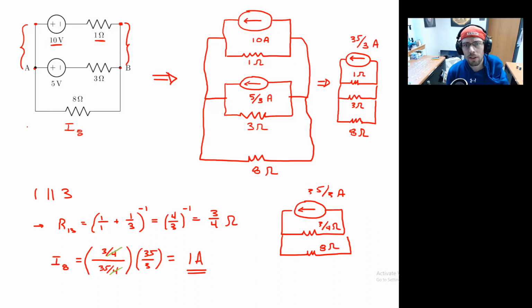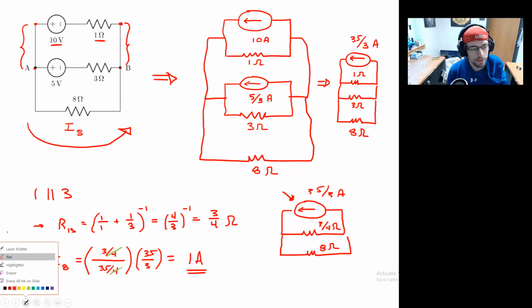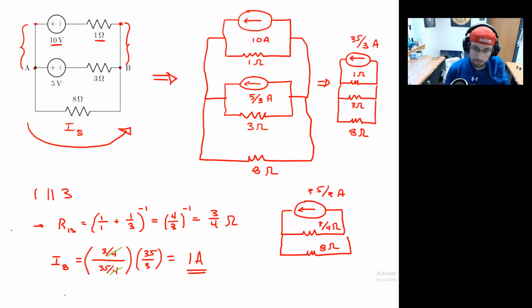Now, of course, with this technique, we'd have to look at the direction of the current supply in order to understand the direction of the current through the 8, going from left to right. Cool, huh? Well, let's go ahead and find another one.